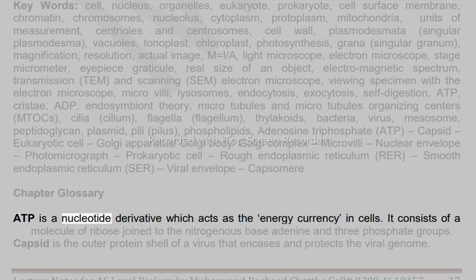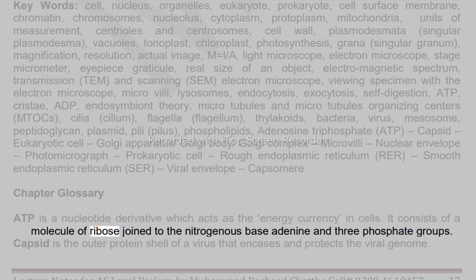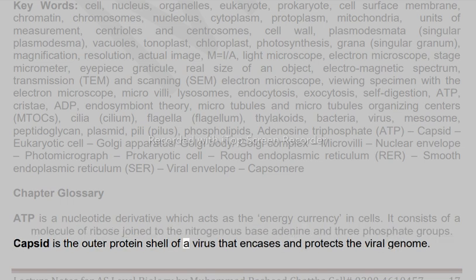ATP is a nucleotide derivative which acts as the energy currency in cells. It consists of a molecule of ribose joined to the nitrogenous base adenine and three phosphate groups. Capsid is the outer protein shell of a virus that encases and protects the viral genome.